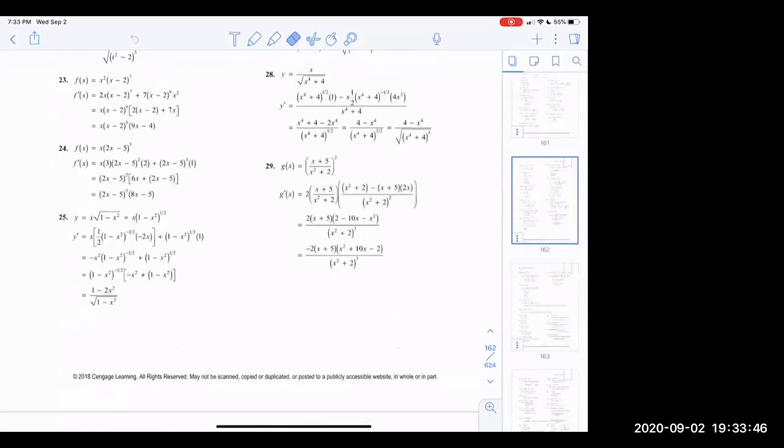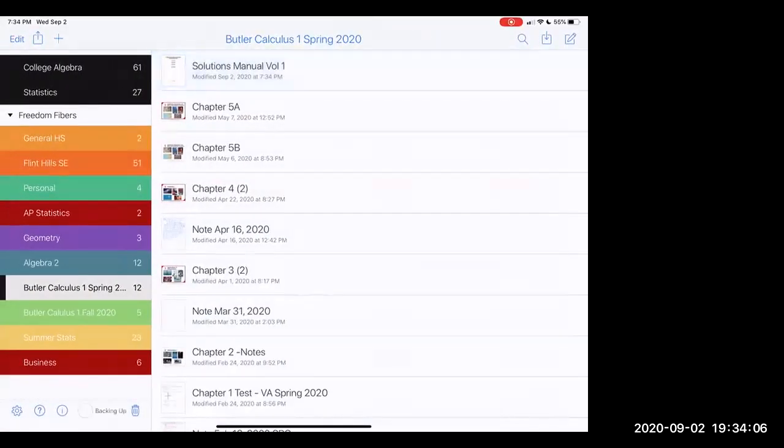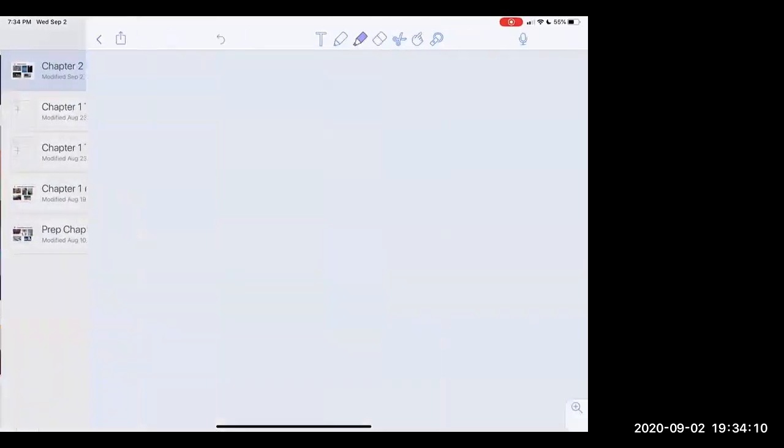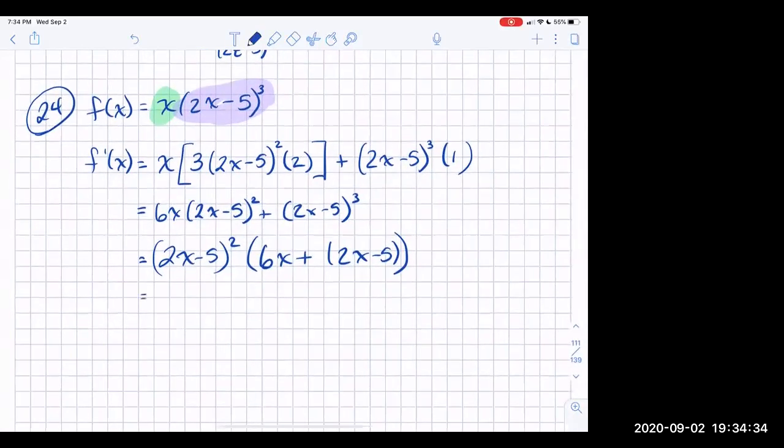Here we go. Okay, so this is where we're at. We are at a little bit past that right there, because we kind of did 6x, right? So what they're wanting us to do is factor. That's what I figured they wanted us to do. So if I look at this, I've got 2x minus 5's here and 3 of them there. So I'm going to factor 2x minus 5 squared from each term. And that gives me 6x from the first term, and my second 2x minus 5 from the second term. And then I'm just going to combine like terms.